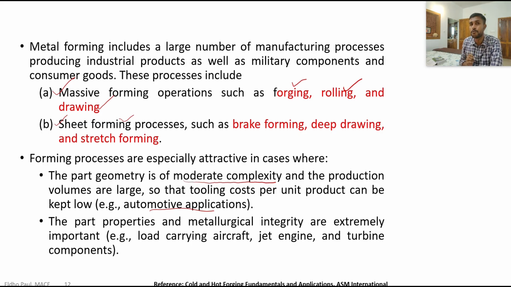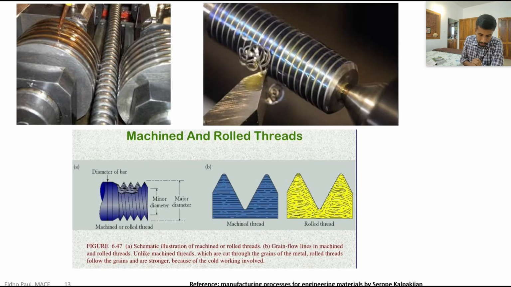We also use metal forming operations for aircraft, jet engine parts, turbine components, reactor components, etc., where the mechanical properties of the parts and the metallurgical integrity matter. I already explained that the metallurgical properties of the material improve after the metal forming process, so this will enhance the properties of the components used in this area. This is a very high-end engineering applications area, where we commonly use metal forming operations for the production of parts.